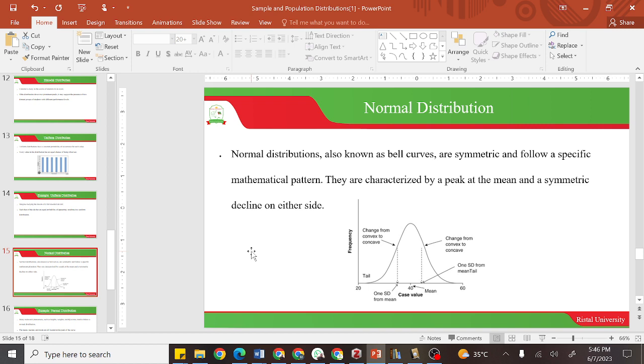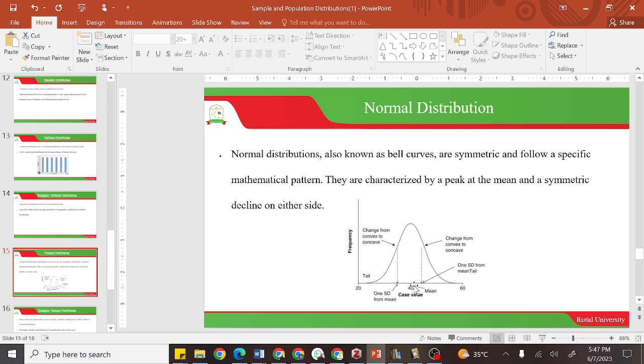So therefore, the peak is usually at the mean. And then you have a symmetrical decline from either side. On the right and the left, the decline is actually similar. So usually the mean, the mode, and the range are actually very, very close. Okay.